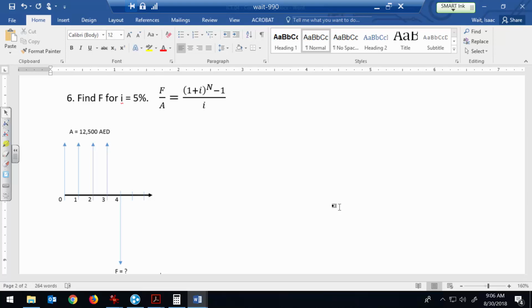And so here's this F that we're going to solve for. We had an A of 12,500. So we can solve for F. It's the annual amount of 12,500 times that factor, 12,500 times 4.310125. If you put the numbers into the calculator, that amount turns out to be 53,876.56.